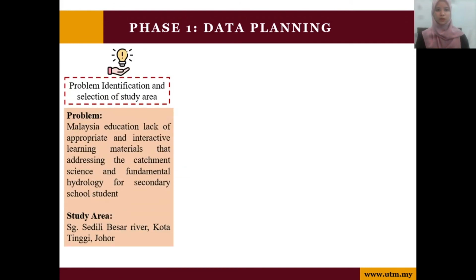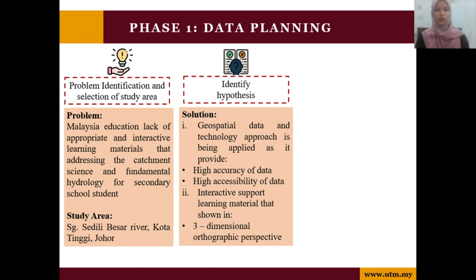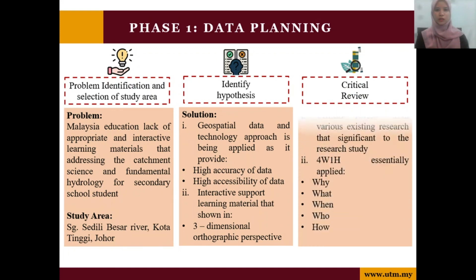As mentioned before, hydrology education in Malaysia is lacking appropriate and interactive support learning materials. In order to solve this problem, an initial interpretation or hypothesis needs to be stated. Here, geospatial data is chosen because it provides high accuracy and accessibility of data. Next, for interactive support learning material, three-dimensional orthographic perspective is applied. Next is critical review. Critical review is used to find out various existing research.